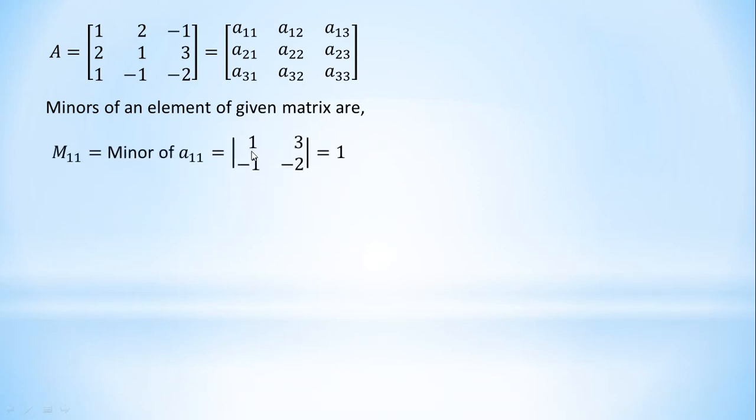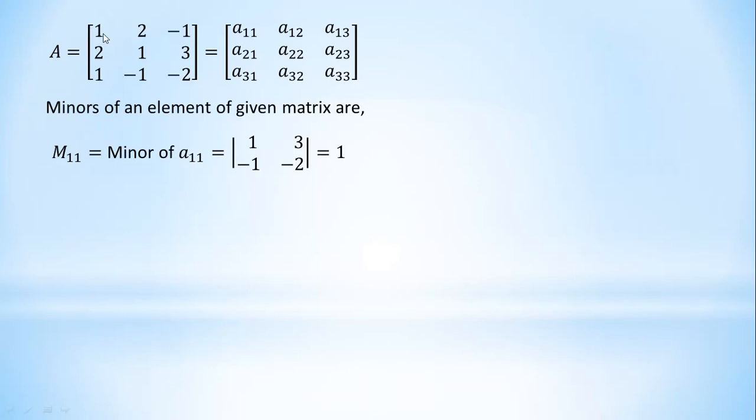Now as per our definition, first of all we will find out the minors of the elements of the given matrix. So here there are 9 elements. So we will get 9 minors and 9 cofactors. Okay. So serially, how will you find out? First of all, we will find out the minor of A11, the minor of this element.